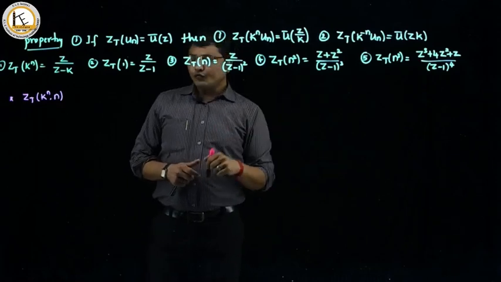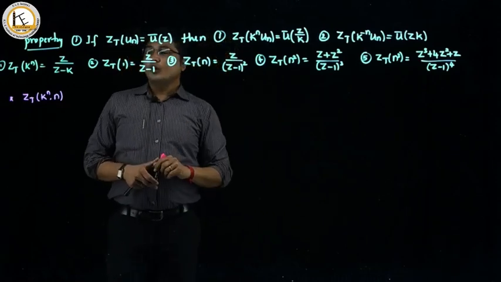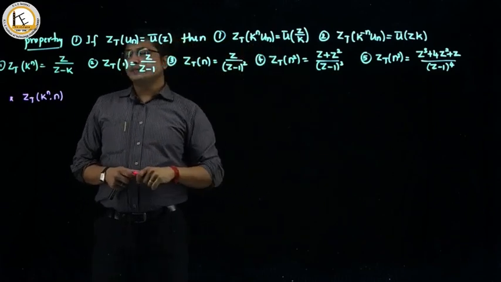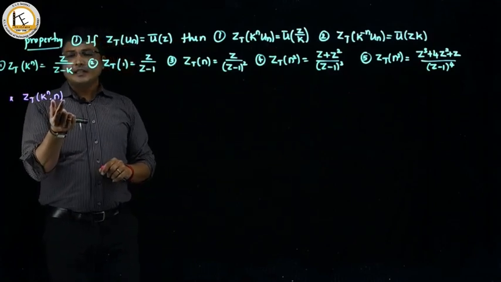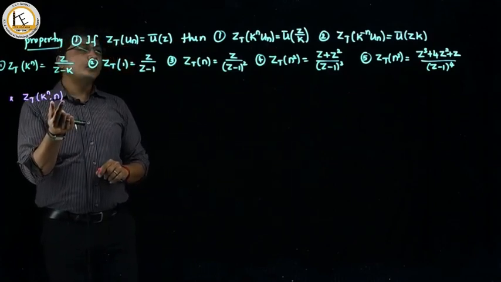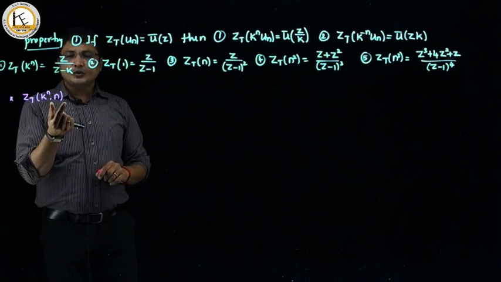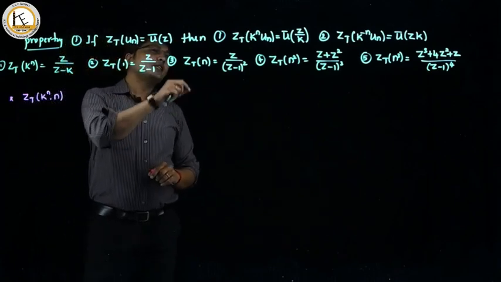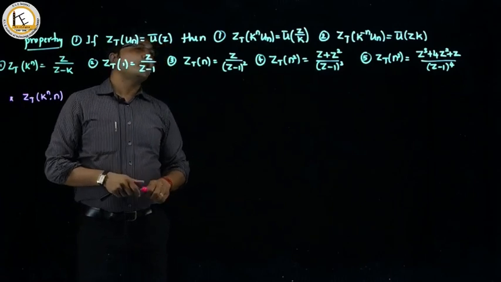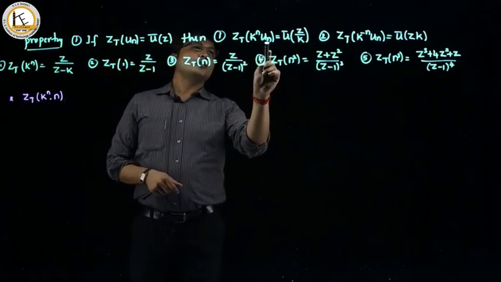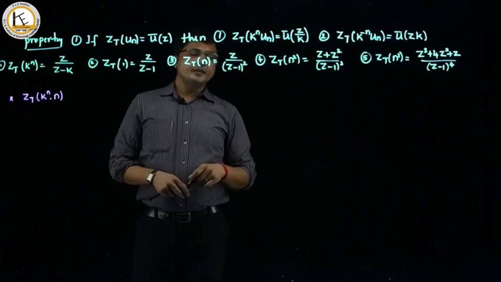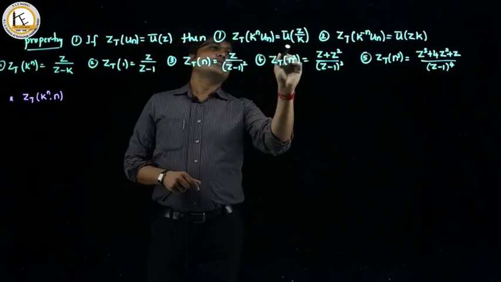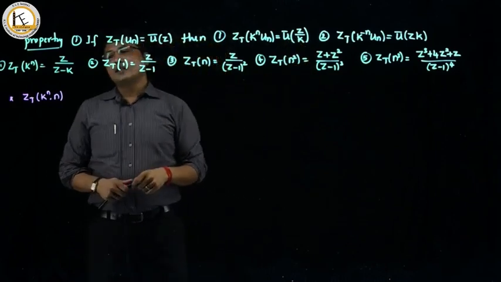So obviously to find the Z transform of a problem of the form k raised to n into Un, we always need Z transform of Un first. So here obviously Un is nothing but n. So every time while finding the Z transform of k raised to n into Un, the first step is to find out the Z transform of Un. Later in that answer we need to replace Z by Z by k.